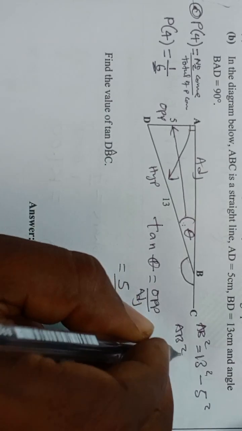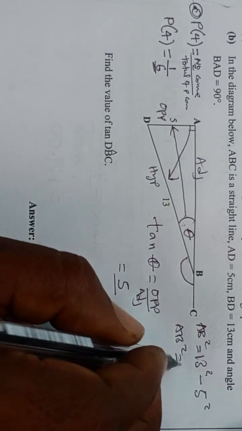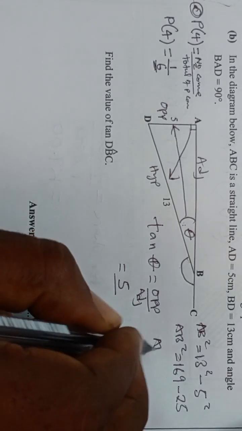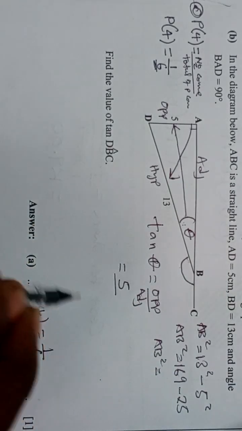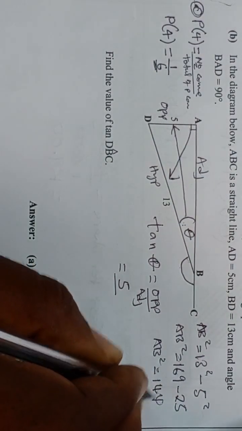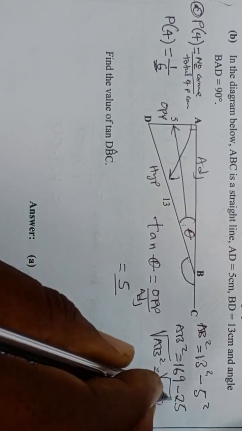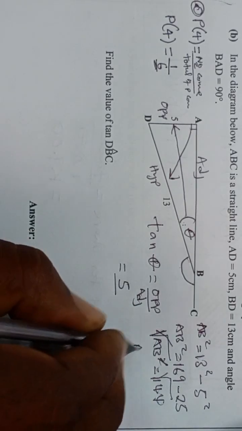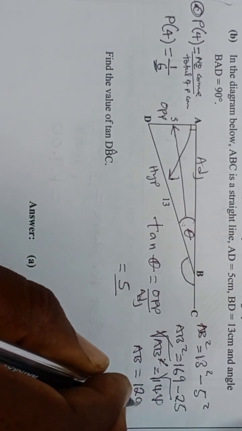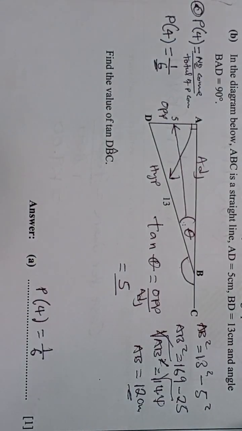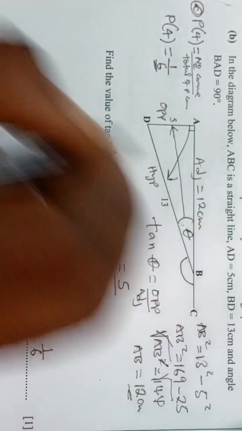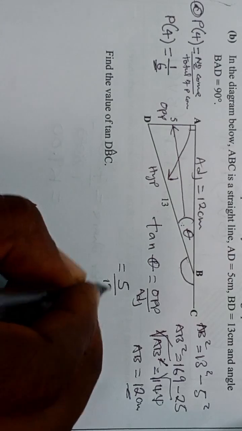So AB squared is equal to 13 squared, which is 169, minus 5 squared, which is 25. So AB squared is equal to 169 minus 25, which is 144. So you introduce the square root, and we remain with AB is equal to the square root of 144, which is 12. So AB is 12 centimeters. That simply means that our adjacent is 12 centimeters.